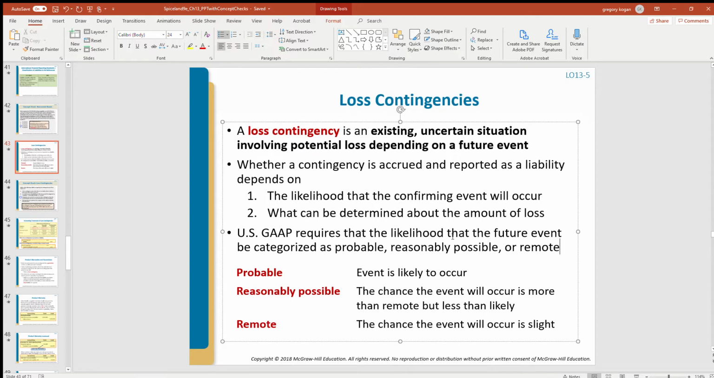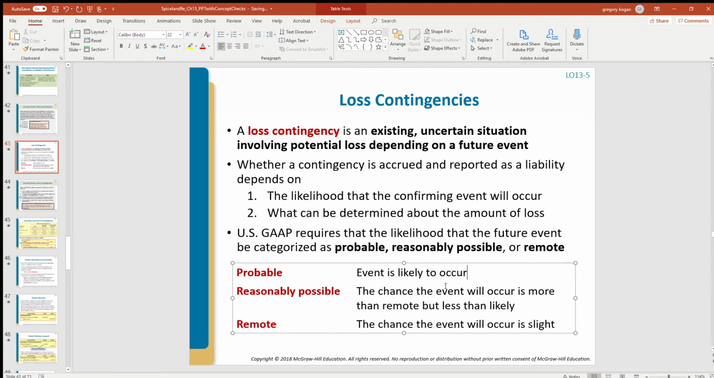GAAP requires that the likelihood of the future event be categorized as probable, reasonably possible, or remote. So these three you basically have to memorize. Probable, it's likely to occur. Reasonably possible, there's a chance. And remote is the chance the event will occur is slight.